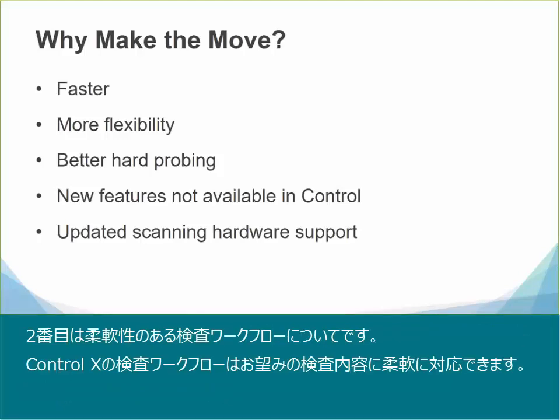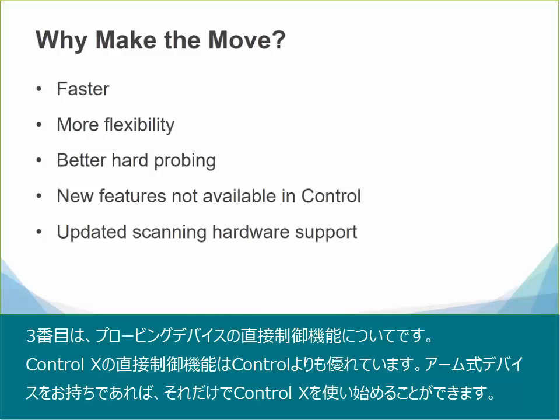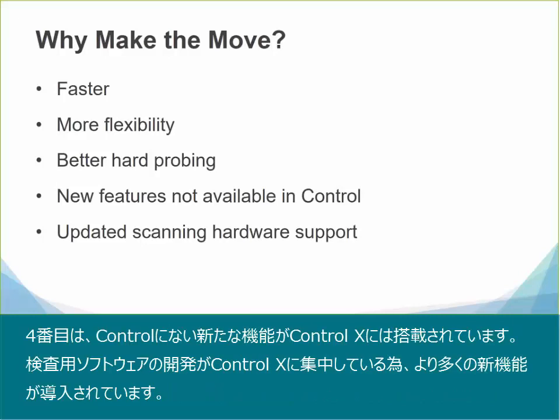Number 2 is that Control X gives you more flexibility to inspect the way you want. Number 3, Control X has better probing support than Control. So if you've got a portable CMM arm, you're going to love what's possible in Control X. Number 4, a whole bunch of new features are in Control X that aren't in Control. And more importantly, all of our development effort for inspection is concentrated on Control X. So many more new features are on their way.